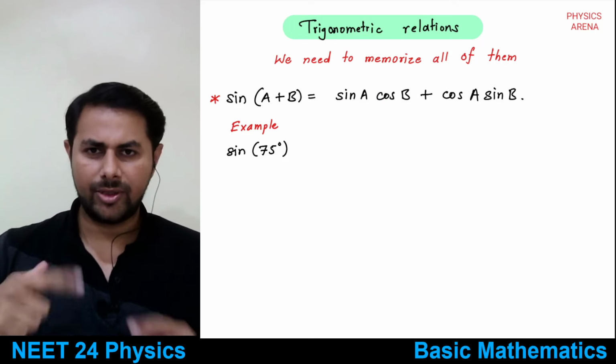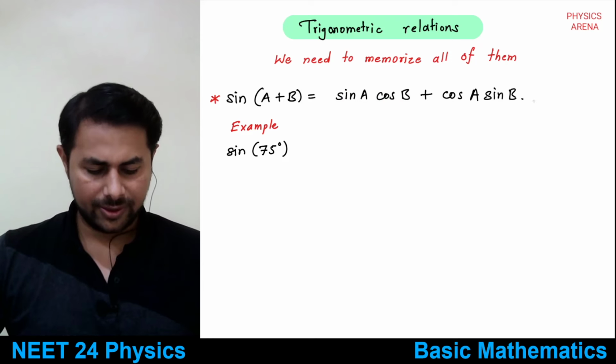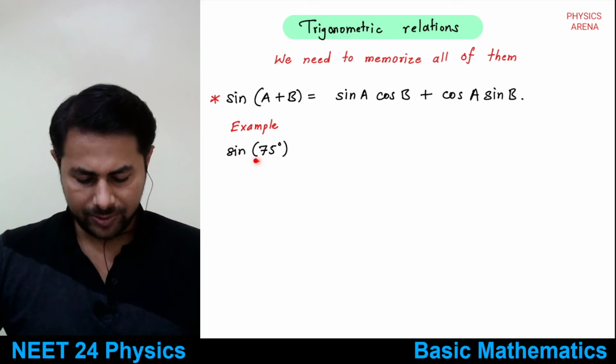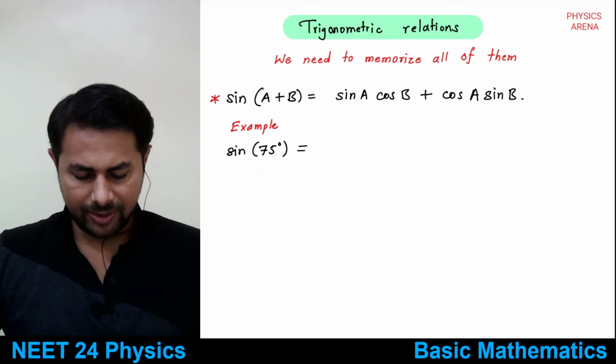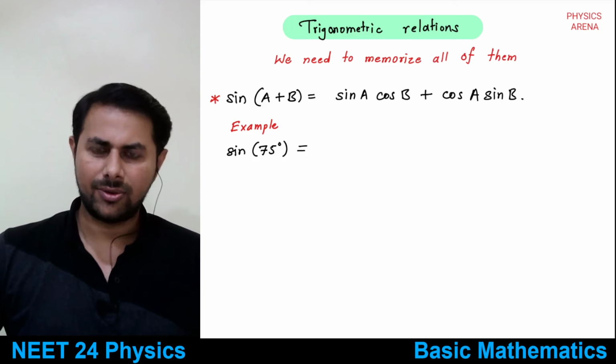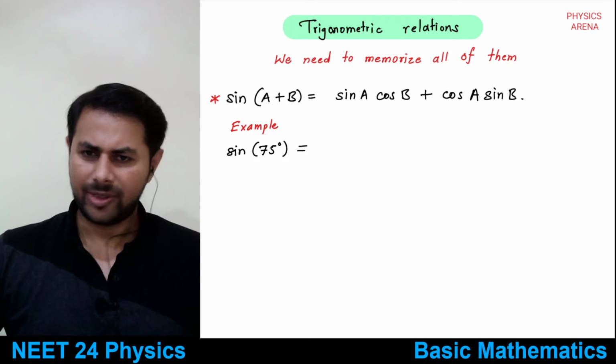It will come in oscillations, it will come in waves, in wave optics, many times. All right, so for an example, take sine of 75 degrees. How can you write 75 degrees as addition of two angles whose sine and cos you know already? Do you know sine of 75? You don't know, right? Anybody? 30 and 45. Very good.